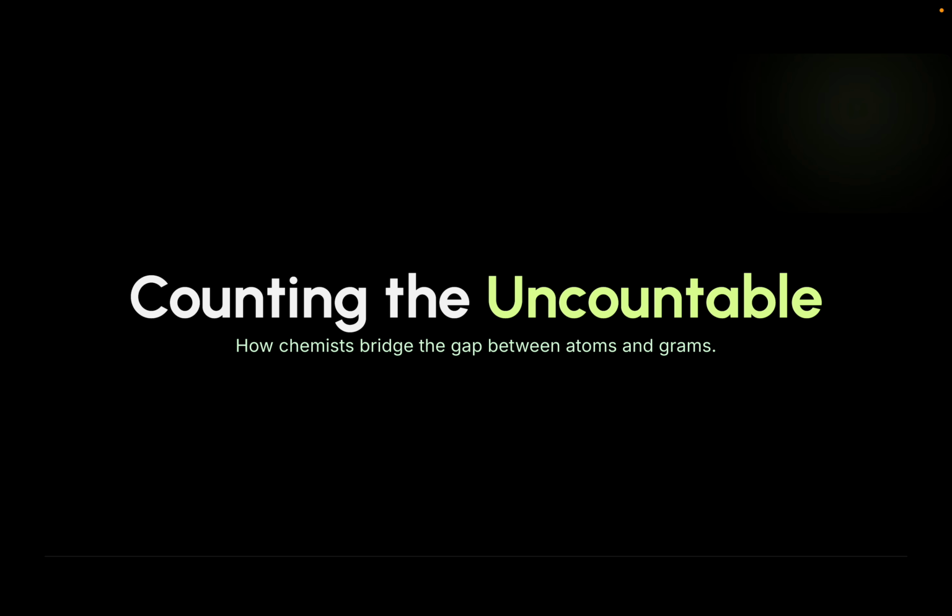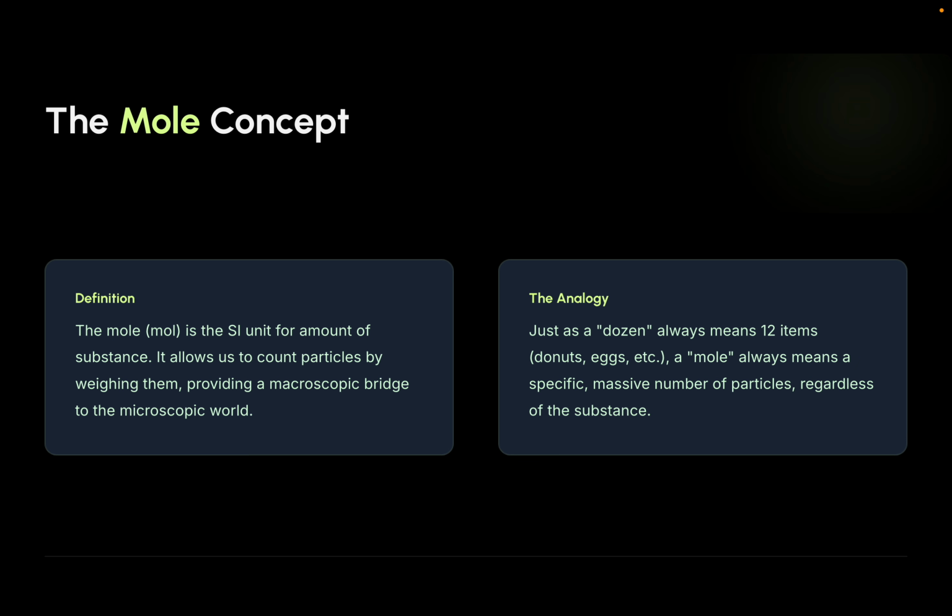So we're trying to count the uncountable. This is where chemists bridge the gap between atoms or particles of something and their weight. So the mole concept. The mole is basically an SI unit. An SI unit is like the commonly used unit, like meters would be an SI unit for length. It allows us to count particles by weighing them. You know what I'm saying?